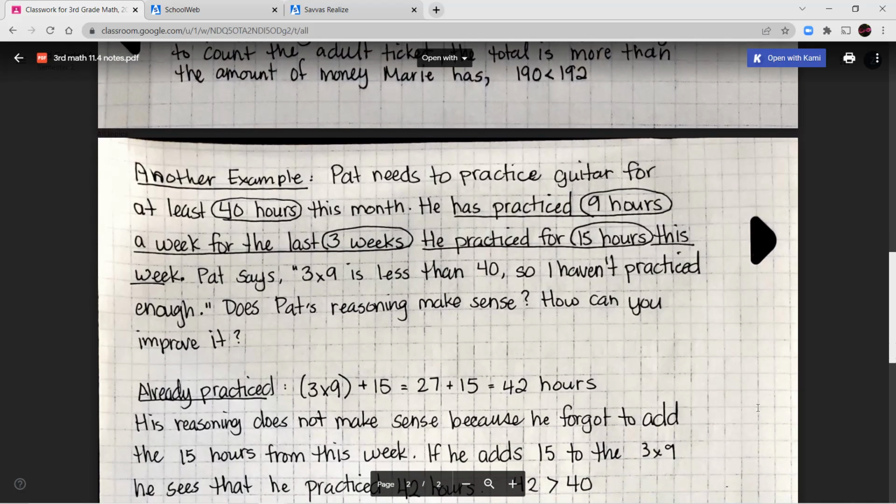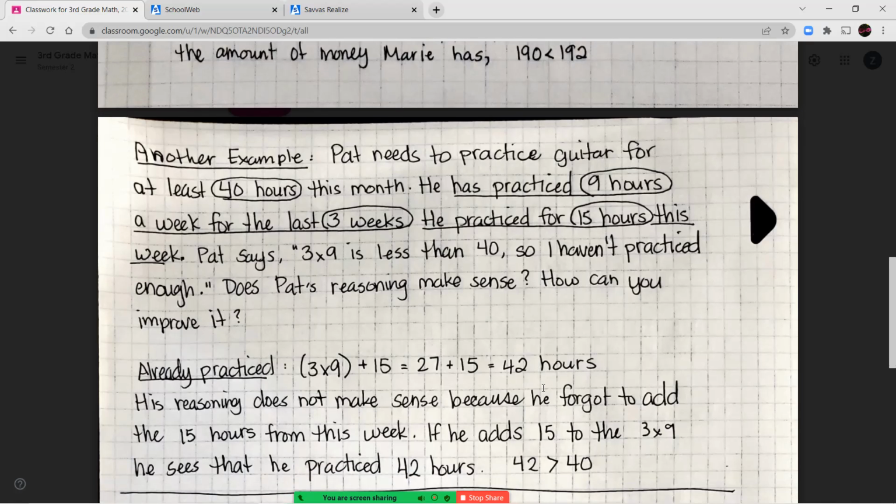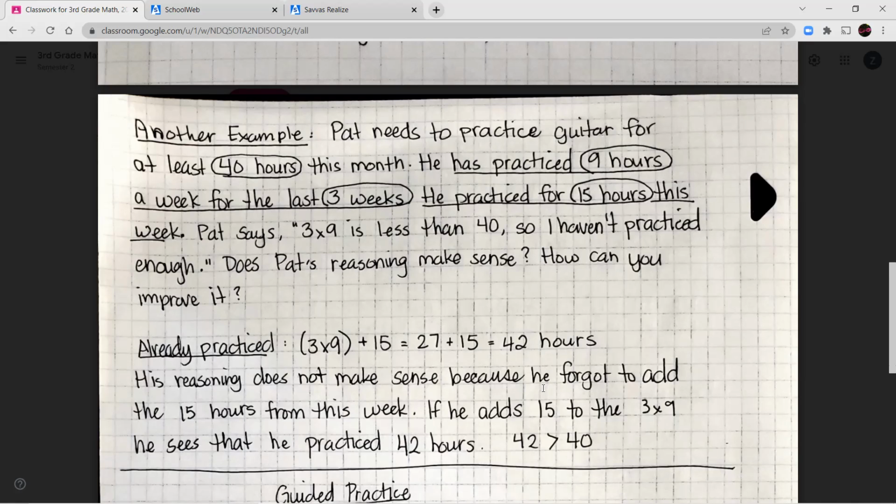So we know that he already practiced the 3 times 9 plus the 15 hours from this week. So 3 times 9 is 27, plus 15 is equal to 42. So his reasoning doesn't make sense because he forgot to add the 15 hours that he practiced this week. If he adds that 15 hours to the 3 times 9, he'll see that he's already practiced 42 hours, and 42 is greater than his goal of 40. So he's already practiced enough for this week.